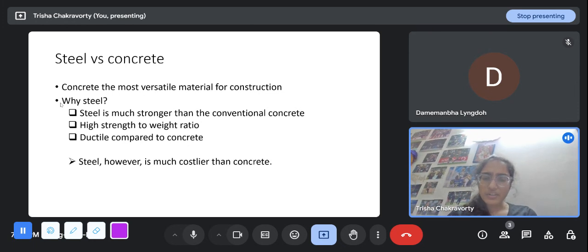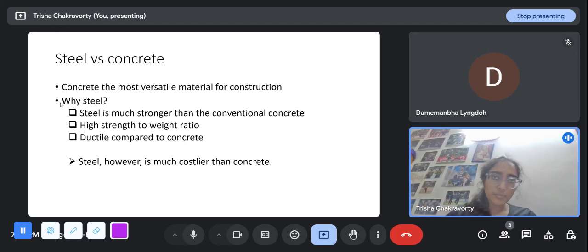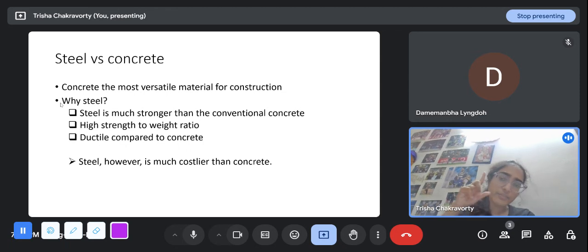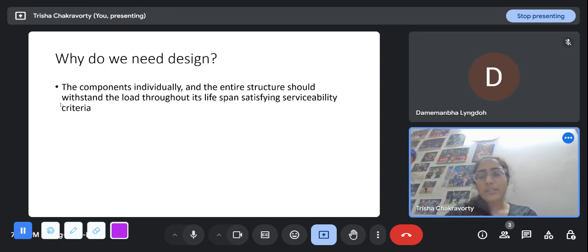And steel is, however, much costlier than concrete. So most buildings we see around us, residential buildings, institutional buildings, are made of concrete, and steel we generally use to make bridges or factory sheds and towers. Especially towers cannot be made by concrete because extreme strength is needed in the columns that are very tall in height.